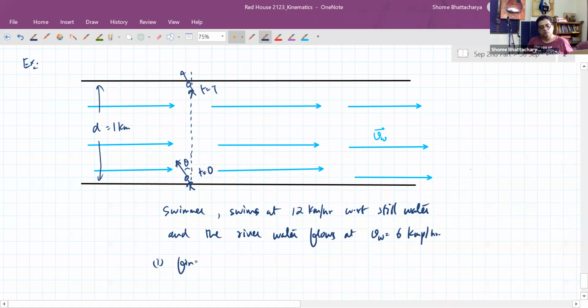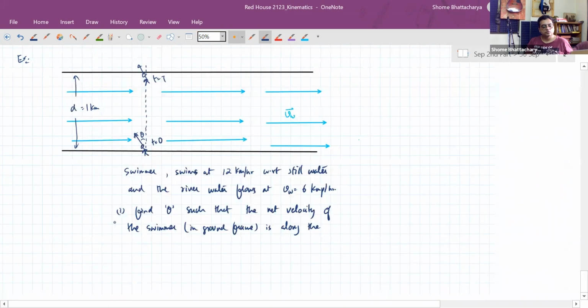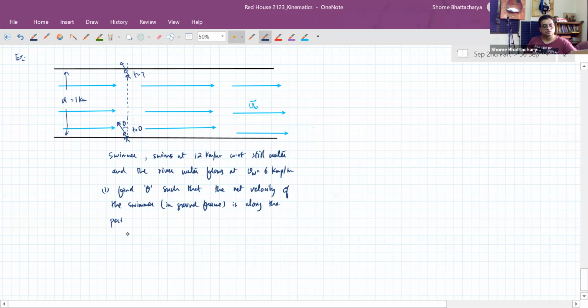So first of all, find theta such that the net velocity of the swimmer in the ground frame is along the perpendicular to the direction of flow. Find this net velocity and the time t.